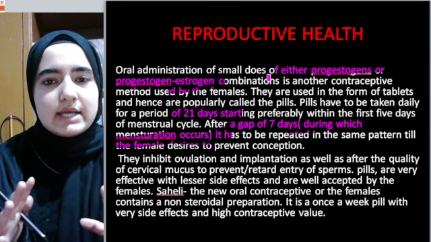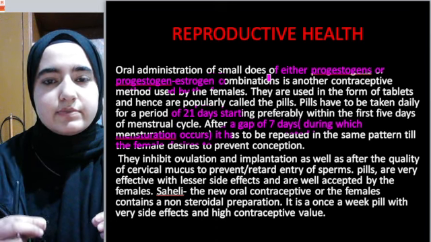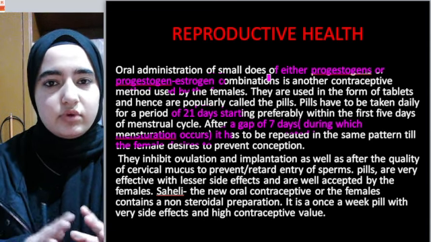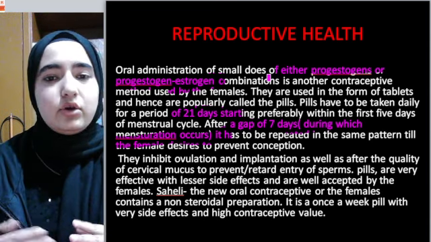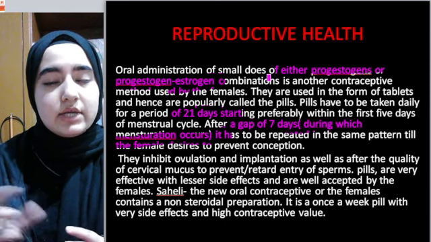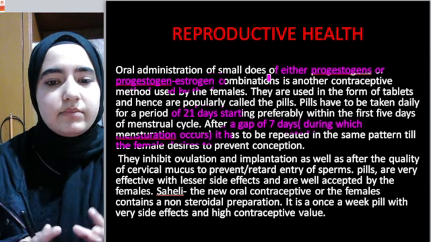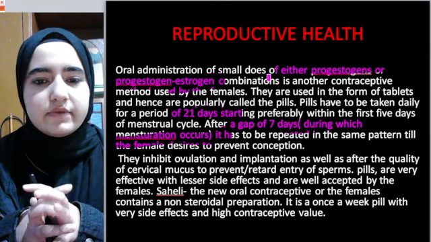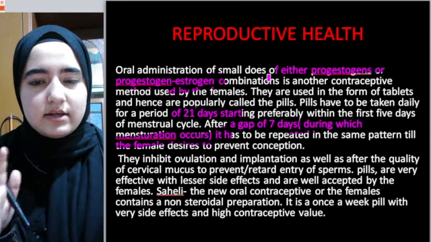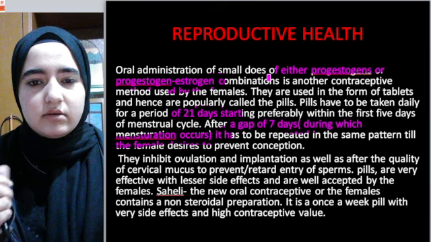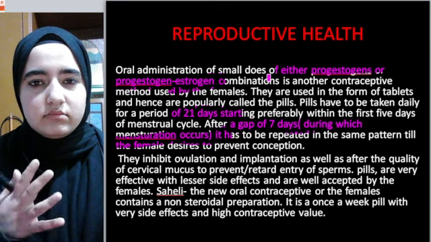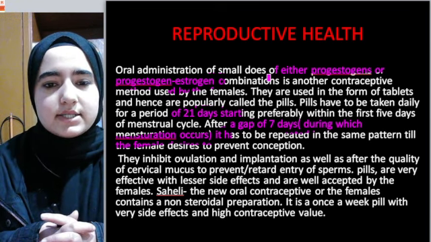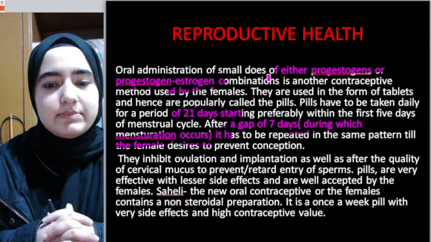Say, for example, fertilization occurs, the fusion of the male gamete and female gamete occurs, but the pill will inhibit ovulation. It won't let ovulation occur. It also won't let implantation occur. Why? Because the quality of the cervical mucus is altered. That becomes very different in quality. That's why implantation will not occur. So these pills are contraceptives with lesser side effects and are well accepted by females.